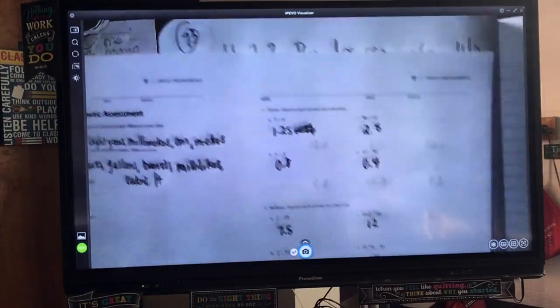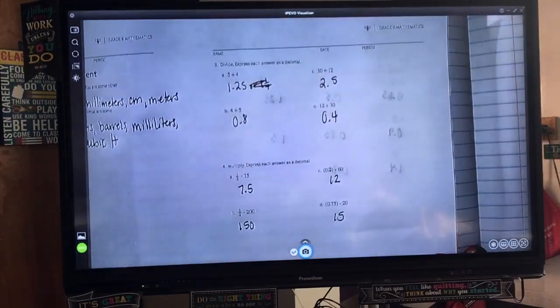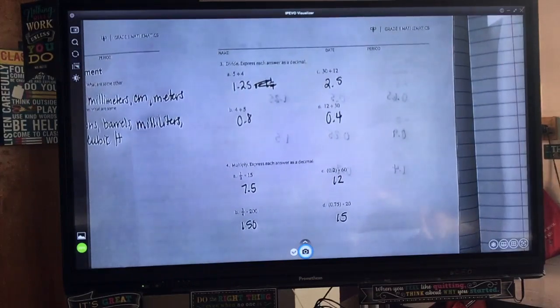All right, let's slide over to 3. It says divide and express your answer as a decimal. So for 3A, it should be 1 and 2500. For B, it should be 8/10. For C, it should be 2 1/2. And for D, it should be 4/10.